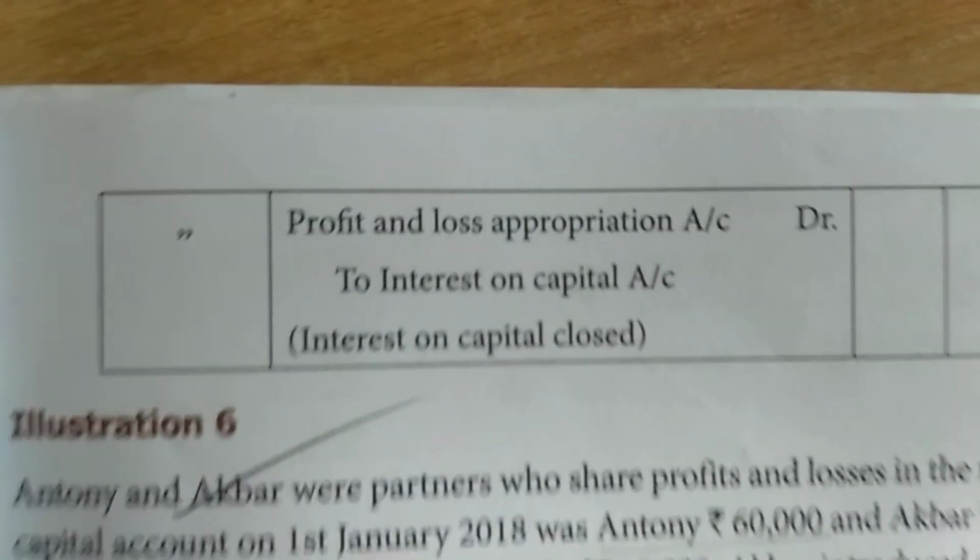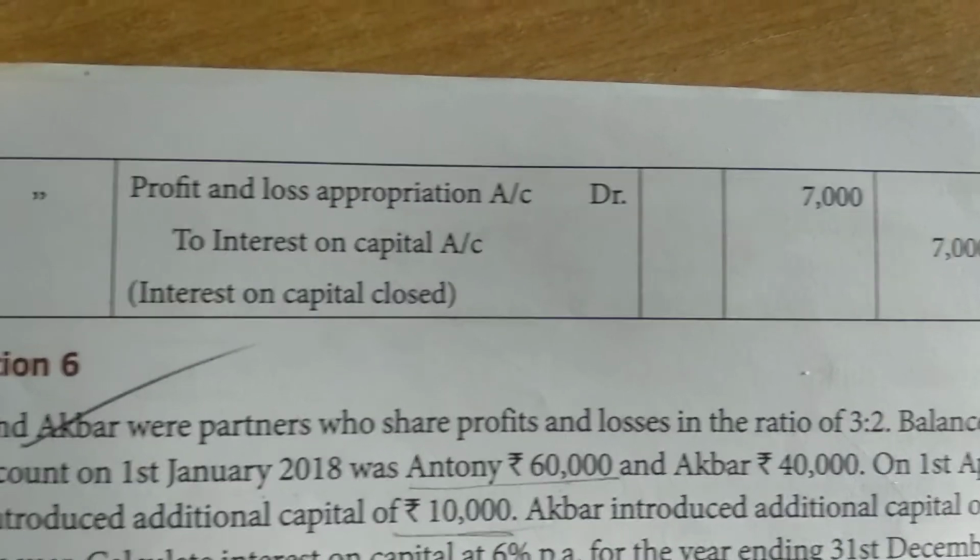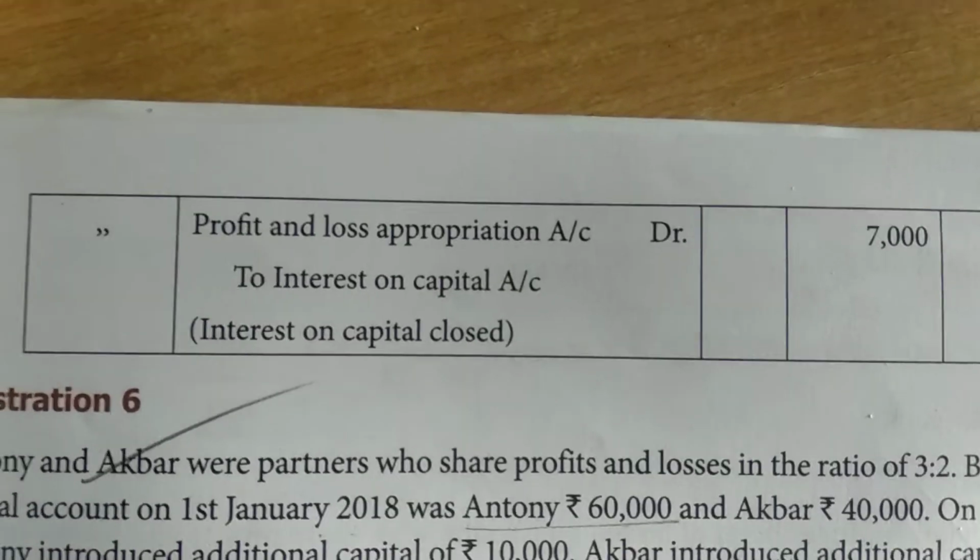Coming with the transfer entry also, you have to write. What is the transfer entry? Profit and loss appropriation account debtor to interest on capital rupees 7,000. I'll stop here, children. I'll go with the next illustration.